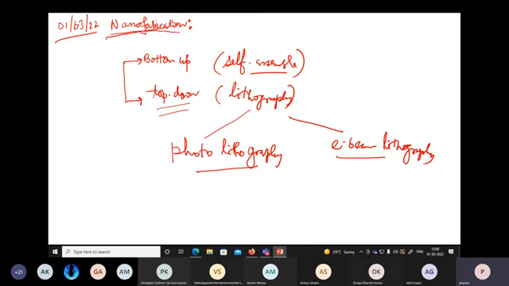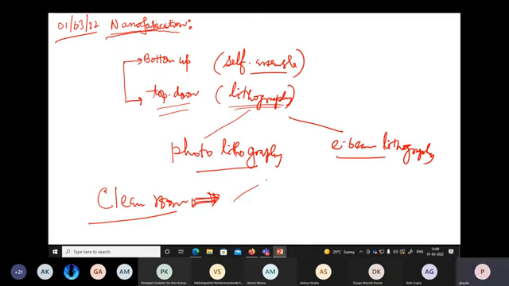Many of you probably know about photolithography already. In a typical photolithography process, we usually need a sophisticated clean room. What is a clean room? A clean room is a room where you implement your lithography processes.